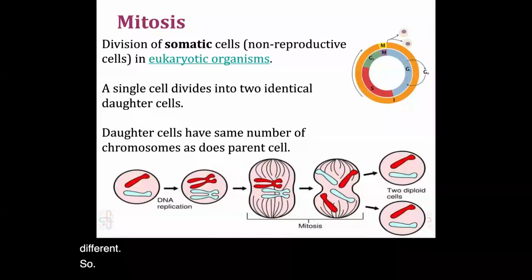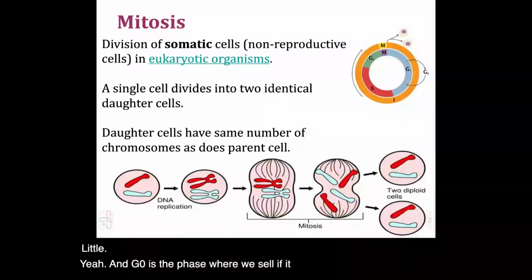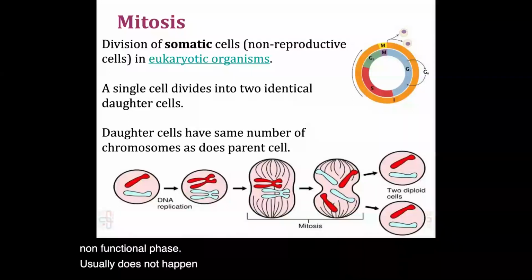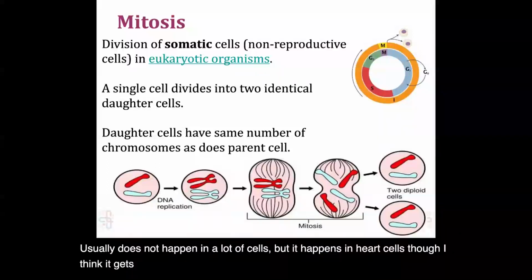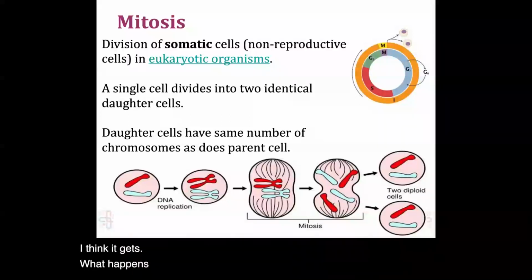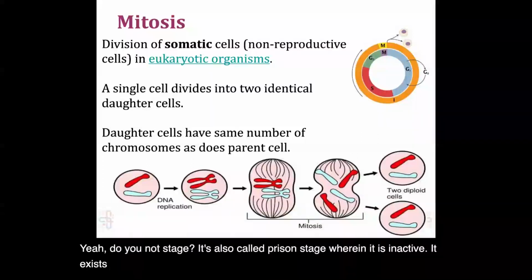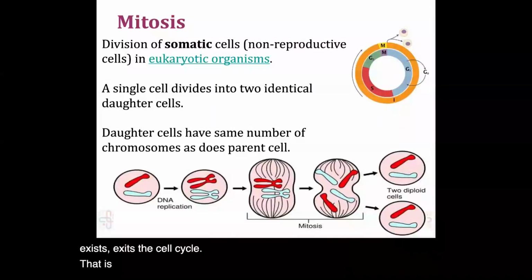How about G0? G0 is the phase where the cell, if it is repaired or if it gets into a non-functional phase, it usually does not happen in a lot of cells, but it happens in heart cells. G0 is also called the quiescent stage, wherein the cell is inactive. It exits the cell cycle. That is what I know.